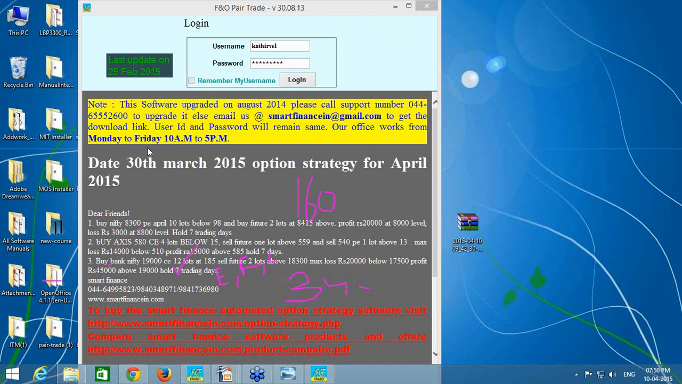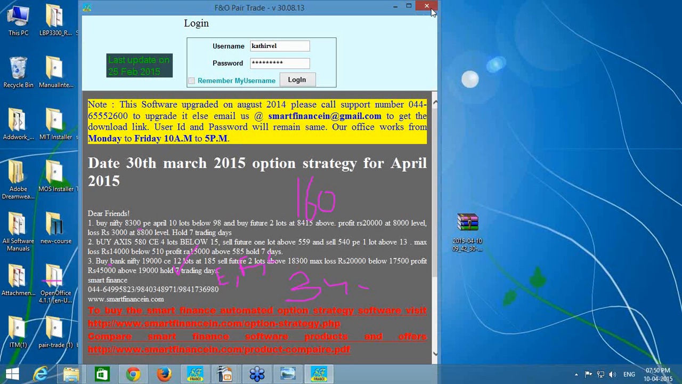But I used to make sure that every month you should get one or two good option strategies for your trading portfolio. As a buyer, you used to get it on your screen. So this is only a complementary thing on that.